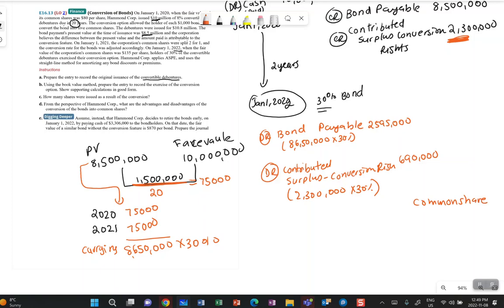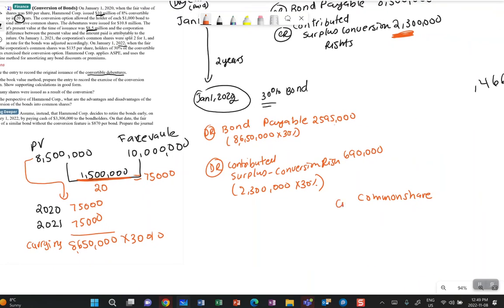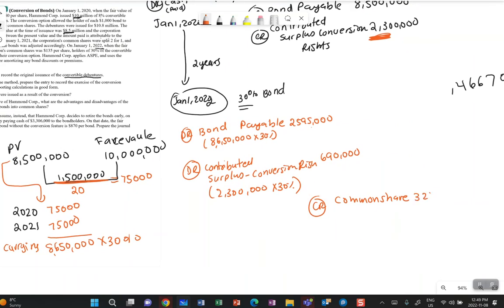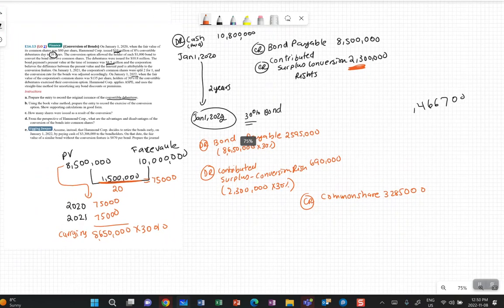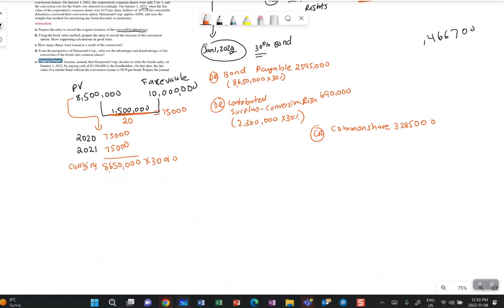And the common shares, again, you add your bond payable to the contributed surplus, that will be the value of your common shares. If I add them together, it will be 3,285,000. Now there's a different way of calculating the carrying value, so you could do it any way you want.